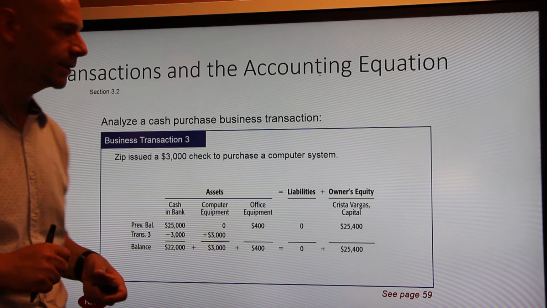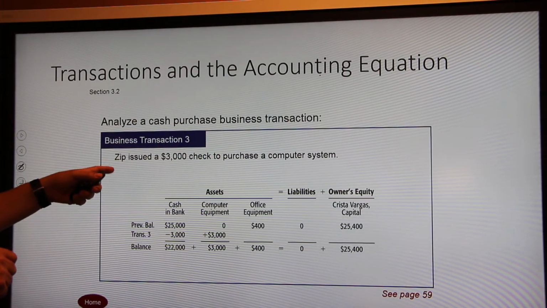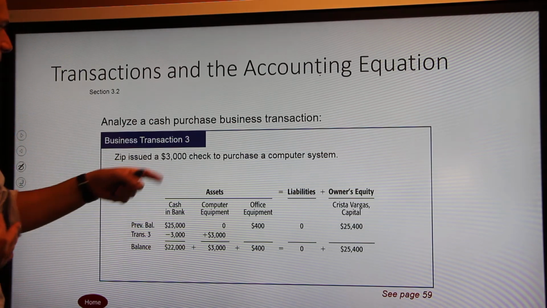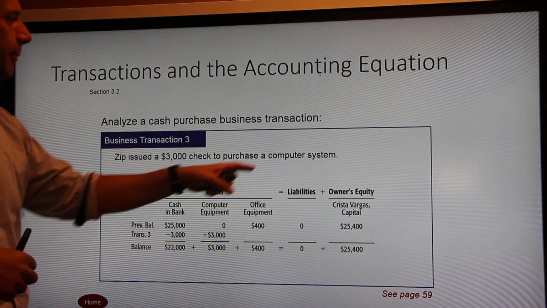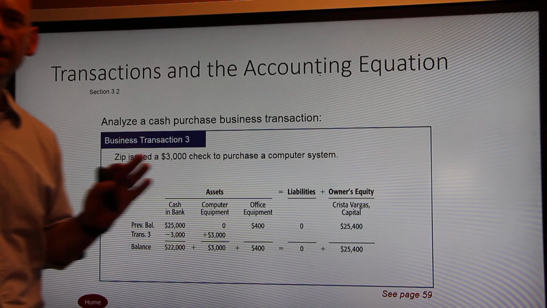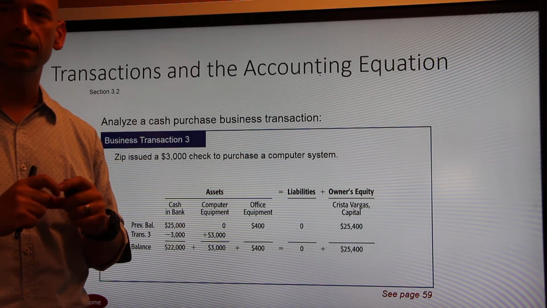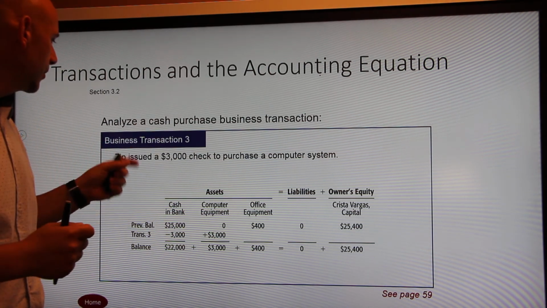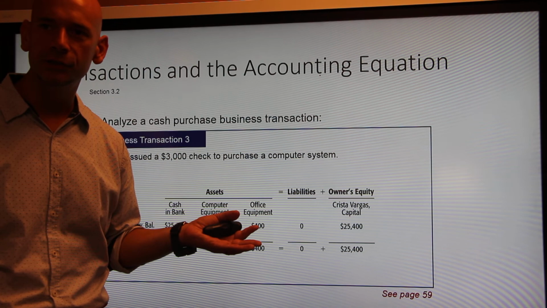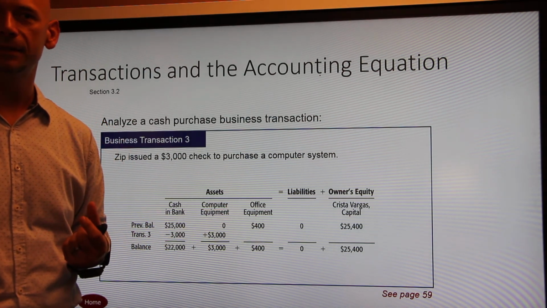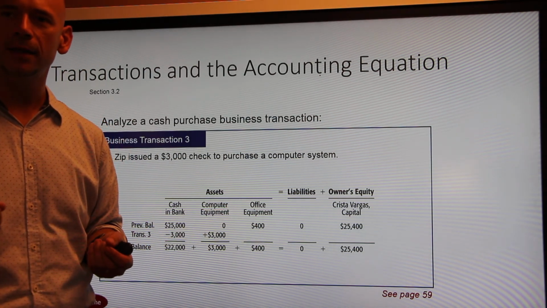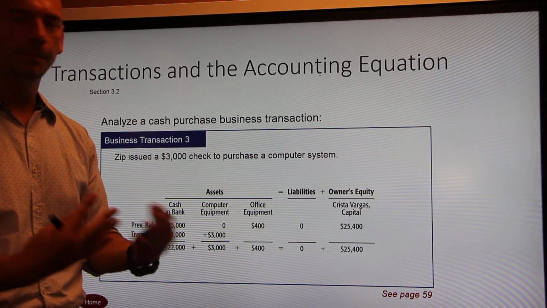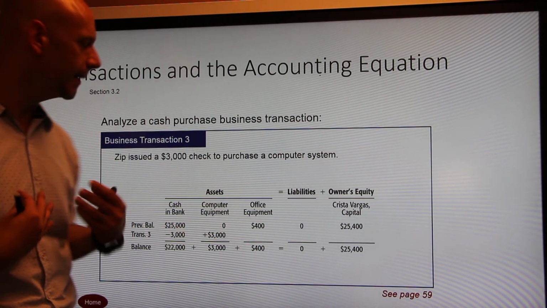Next transaction, let's go. So, transaction number 3, it says Zip, remember the name of our company is Zip Delivery, issued a $3,000 check to purchase a computer system. So guys, anytime you hear the word check, I want you to think of cash. Check is the same thing as cash. So in this case, the owner's issuing a check because remember, the checking account is where we keep all the business's cash. So if we're issuing a check, we're basically telling the bank to pay somebody or some business some of our cash, okay?